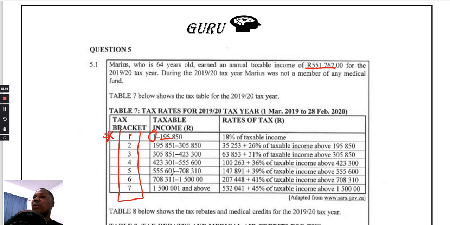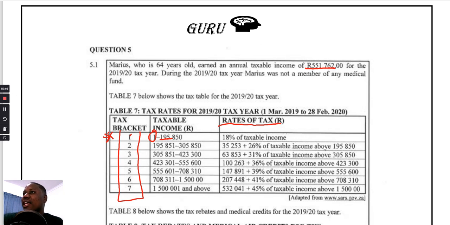Now here we look at the rate of tax. So the rate of tax, this is the formula. For me, and for my learners to understand this, I call all of these rates, whatever bracket that you're going to determine, just know that the rate of tax is a formula. It is the formula that we are going to use to calculate the income tax.